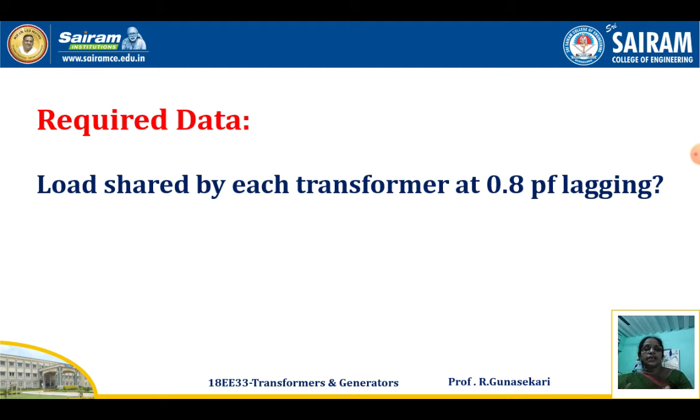So the load sharing is indirectly the current only, because in lab experiments, you should know that when the load increases, the load current increases. So how can we know? Based on the current only we understand, for example 50% of load or 80%, this is the load for this particular transformer. So the required data is the load shared by each transformer at 0.8 power factor lagging.